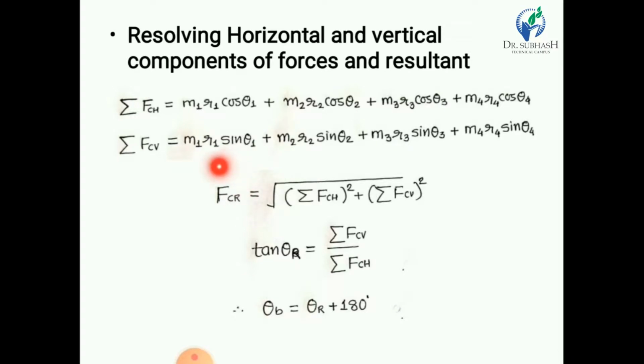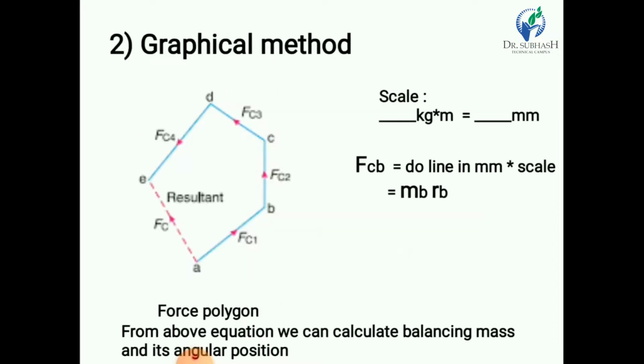That means the balancing mass we add at an angle theta b is equal to theta r plus 180 degree, and the magnitude of the balancing force is also FCR. So FCR is equal to MB RB. If we fix the RB, then we can calculate MB, the balancing mass. Now the second method, it is the graphical method.